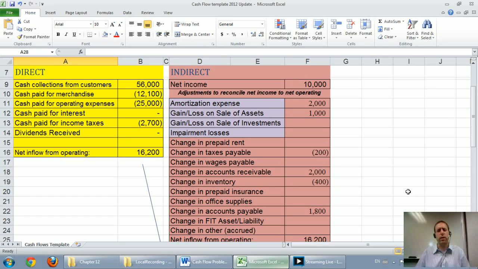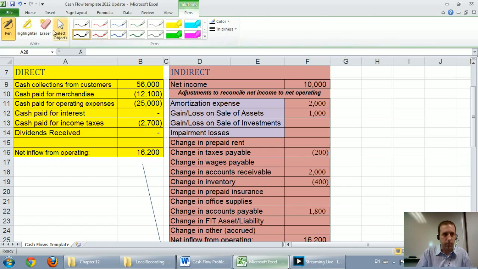They both get us the same place, but in my mind, when I read it as a user, I get so much more information out of the direct method than I do out of the indirect. The indirect, I feel like I start with net income and I work backwards, and it's these awkward adding back costs, deducting back revenues, and tracking changes in assets and liabilities. With the direct method, I just feel like, oh, here's where my cash came from, and there's where it went. I feel like it's a more logical method. But that said, most companies do use this indirect method, so it's definitely worth learning.